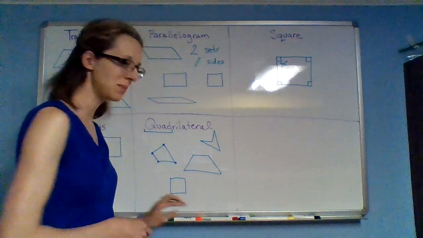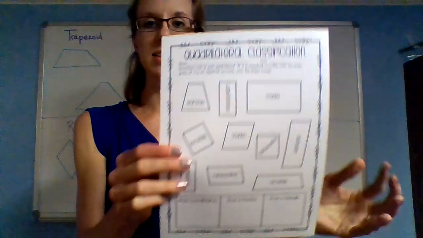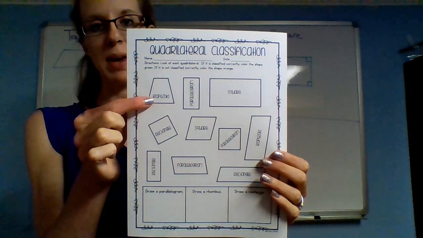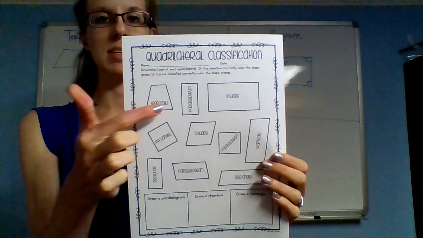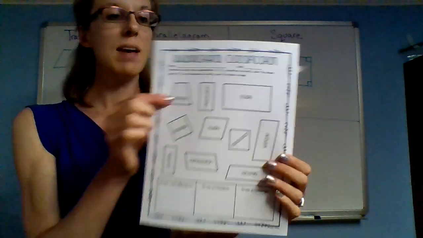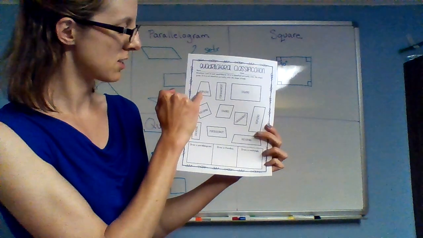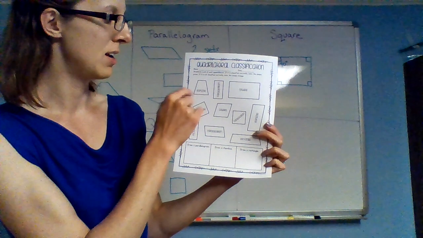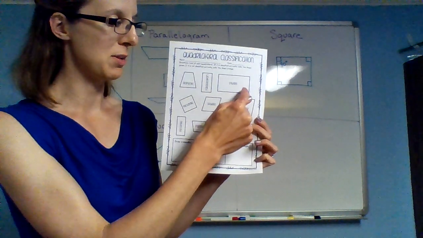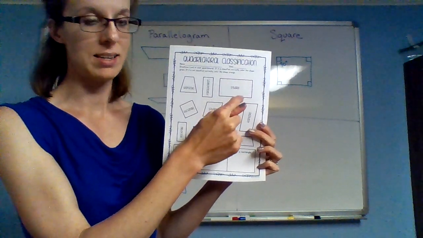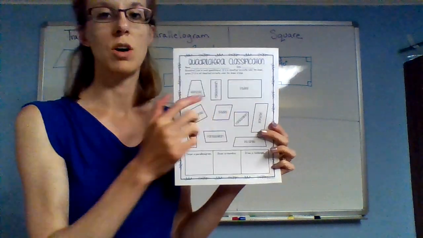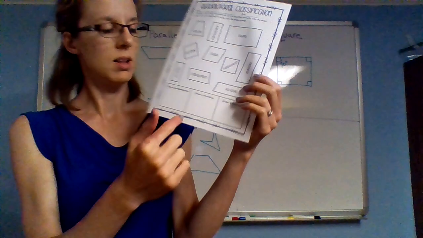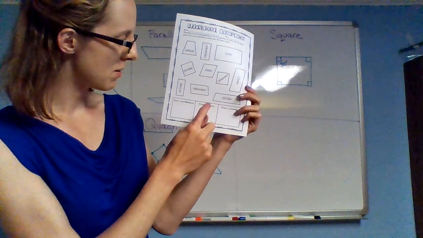In your packet today, you have a sheet that looks like this. It says quadrilateral classification. You're going to look at the shape on the page, and then you're going to look at the name that is labeled on that shape. If it's correct, so it's saying this is a trapezoid, that is in fact a trapezoid, you're going to color it green. If it's not correct, for example, it's saying this is a square, that's not a square, so you would color it orange. Down below, it asks you to draw your own example of three things: a parallelogram, a rhombus, and a rectangle.